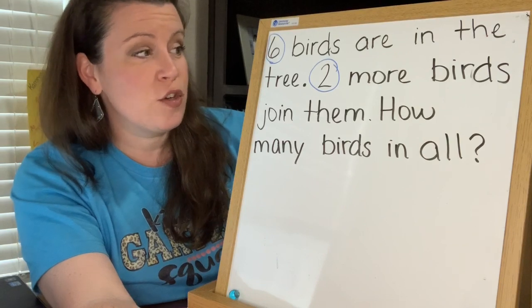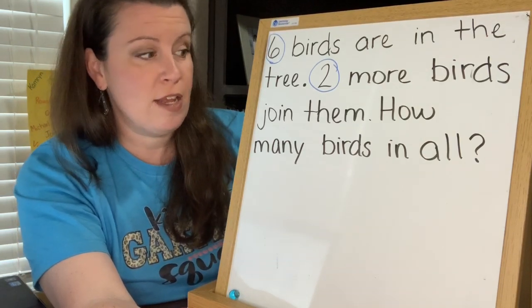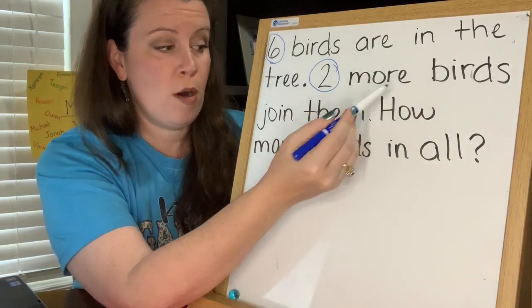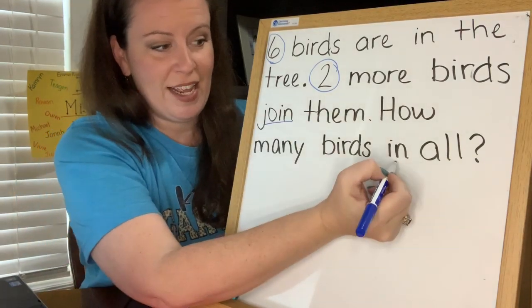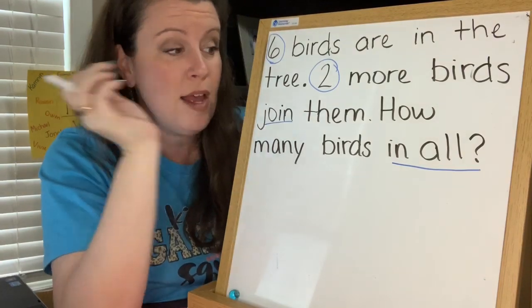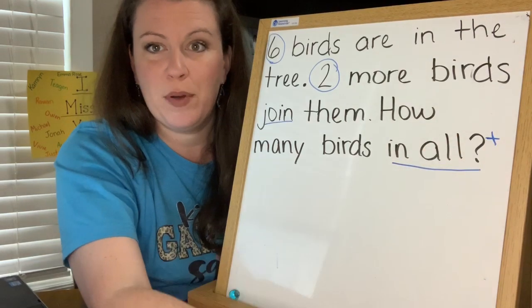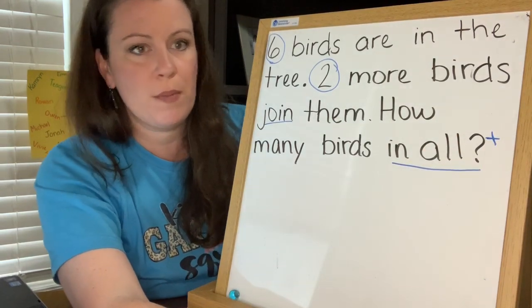6 birds are in a tree. 2 more birds join them. How many birds in all? So more birds join them, and in all. If you remember back to the story about the cookies, whenever we see in all, that tells us that we are going to add. I like to put a little addition symbol there to help me remember.